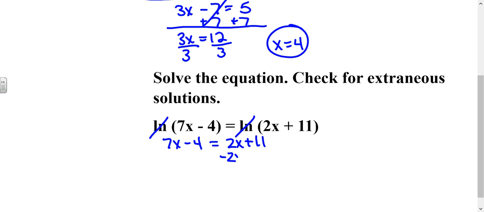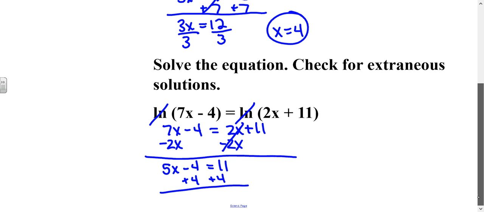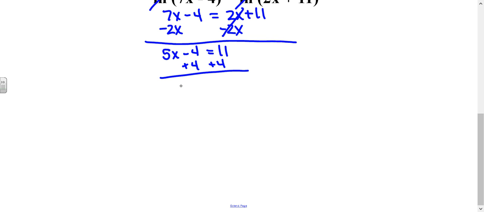So we would cancel out one of the x's. So I'm going to subtract 2x from both sides. So we get 5x minus 4 equals 11. Then you add 4 to both sides. So we get 5x equals 15. So we divide by 5, and x equals 3.